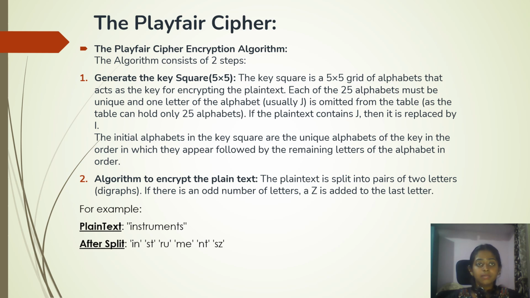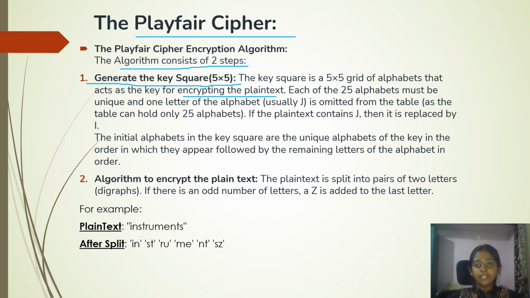So next we will be moving on to the Playfair cipher. The Playfair cipher encryption algorithm consists of two steps. The first one is to generate the key square, that is 5 cross 5. The key square is a 5 cross 5 grid of alphabets that acts as the key for encrypting the plain text. Each of the 25 alphabets must be unique and one letter of the alphabet, usually J, is omitted from the table, as the table can hold only 25 alphabets.